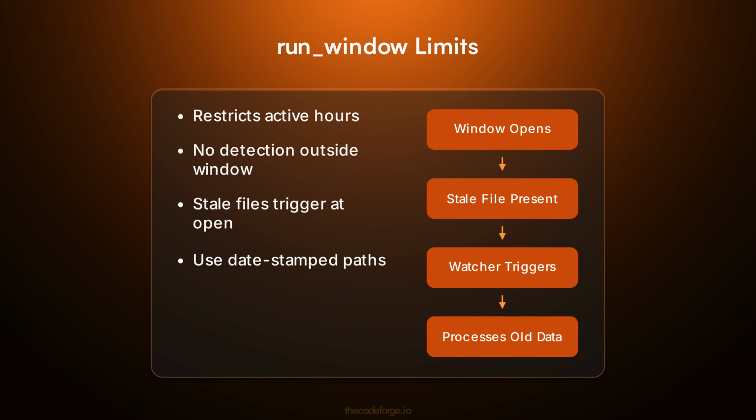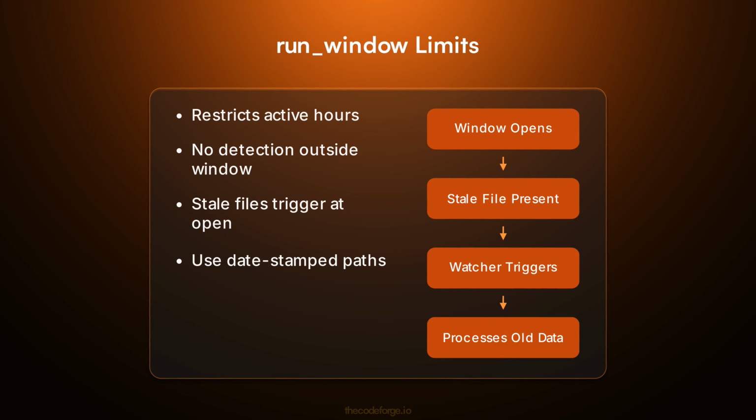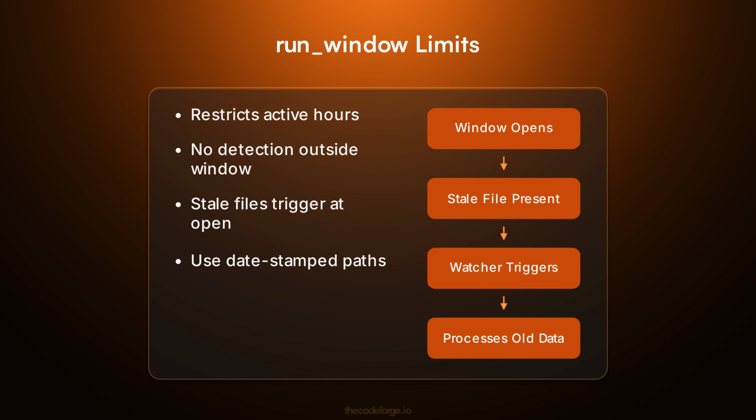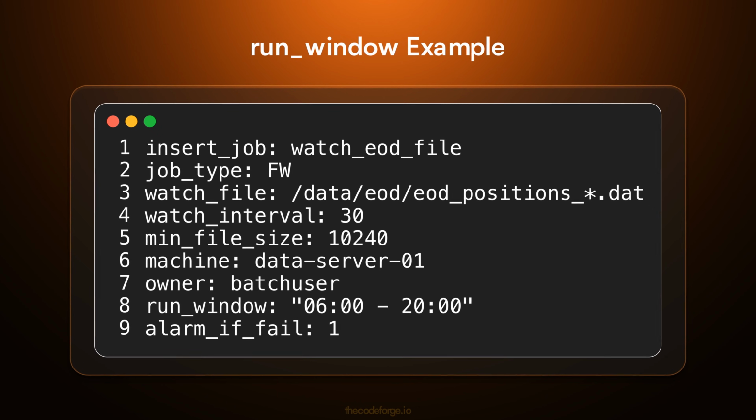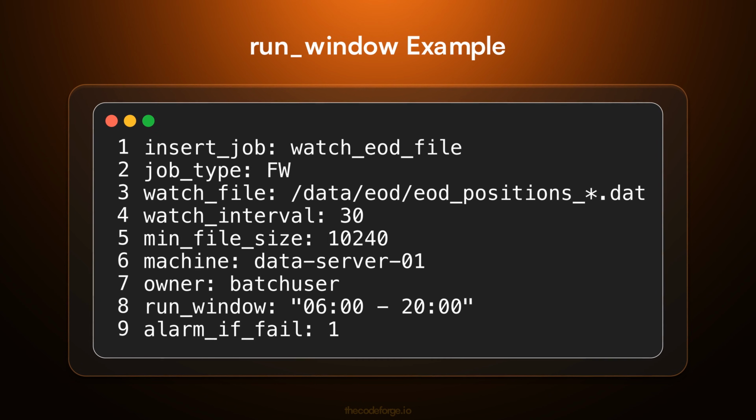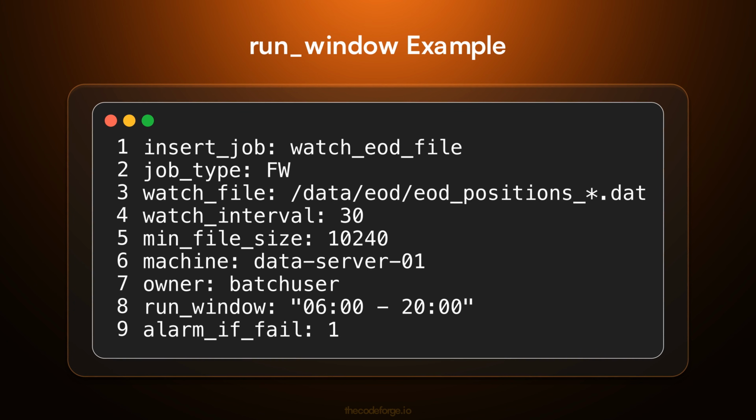The run window attribute limits when the watcher is active, but when the window opens, the watcher sees all matching files, including stale ones from previous days. A file from Friday can trigger on Monday morning. This watcher only runs between 6 a.m. and 8 p.m., but if a file from yesterday is still there at 6 a.m., it triggers immediately. To prevent that, use a date-stamped watch path.